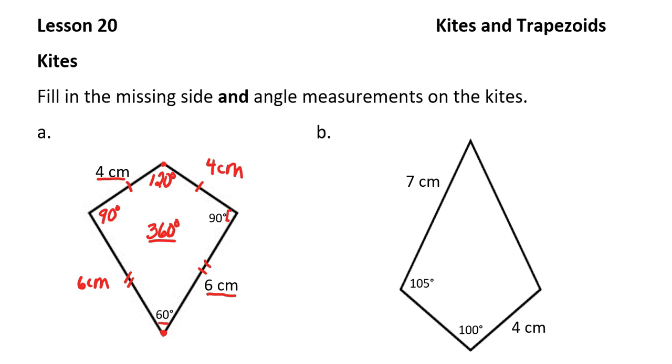If I go to my next kite, I can see that the long side is 7 centimeters and the short sides are 4 centimeters. I can fill in that missing angle since I know it would be opposite of that angle. Let's add up the three angles that we know. 105 plus 105 is 210, plus another 100 would be 310. That means that this angle needs to be 50 degrees to give me that total of 360 degrees.